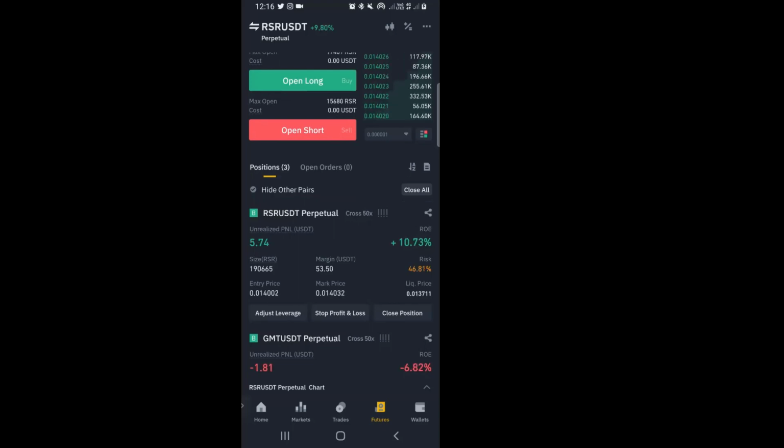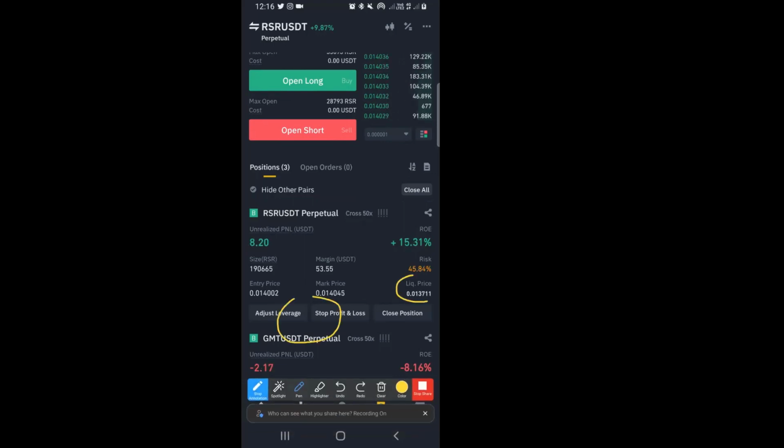Do not be moved by this. The thing you have to take note of is my liquidation. Look at my entry. My entry is 0.014002, but my liquidation is very close, 0.013. In fact, at any small negative move, if the coin drops very fast, which happens a lot of times, I will get liquidated, clear?